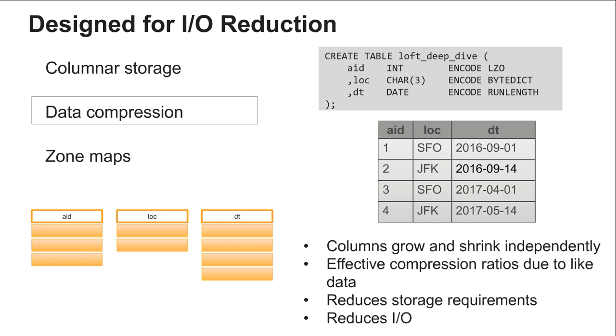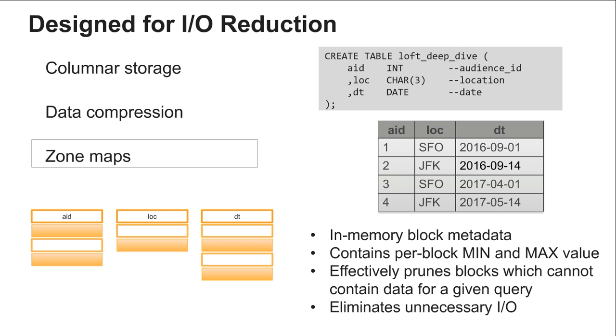The next is data compression. Because we store the data column by column, it makes it really easy to compress it effectively. We can apply different compression settings to the different data types for each column independently, and they can be compressed as effectively as they can be. If you look in the top right corner, where we have the DDL for the create table, you'll notice the encode statements: encode LZO, encode byte dict, encode run length. Those are encoding types that state the compression. So that's how you put that into your compression.